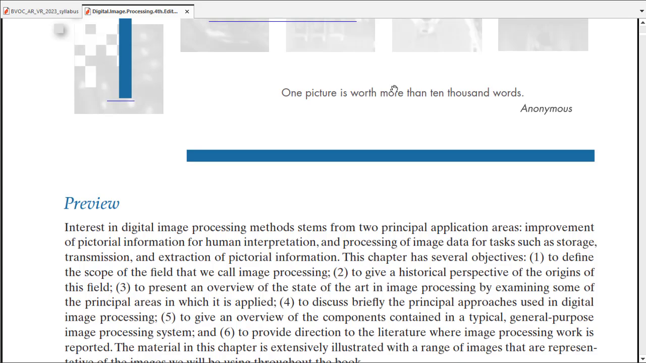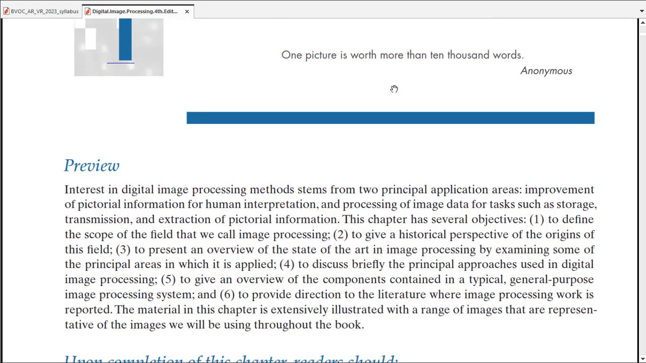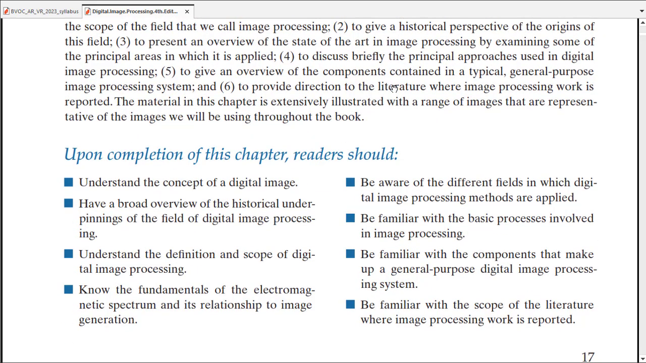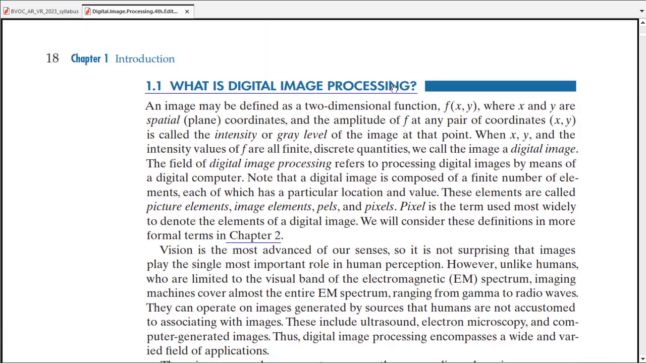the origins of this field, and then to look at the state of the art in image processing by examining some of the principal areas in which it is applied, and finally the principal approaches used in digital image processing and an overview of the components of a typical general purpose image processing system, and to provide direction to the literature where image processing work is reported. So these are the main concepts of image processing.